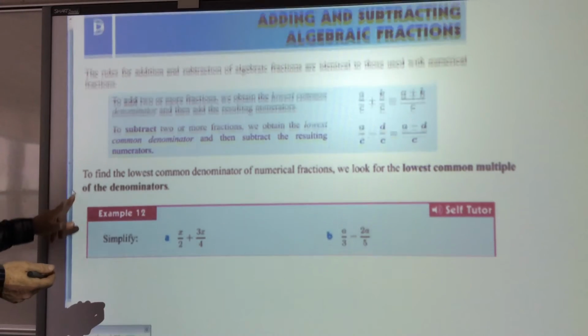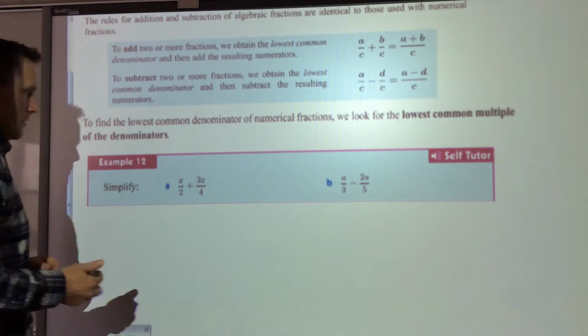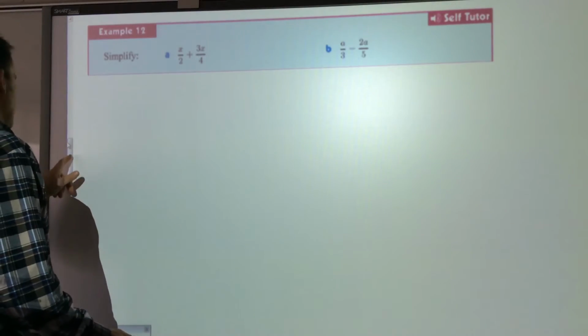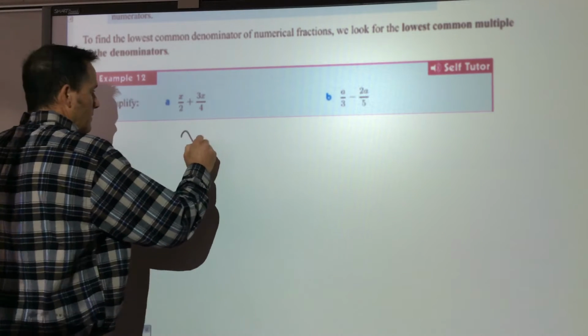What we need to do is be able to figure out the common denominator. We do that by using lowest common multiple to get that. So, get straight into it.